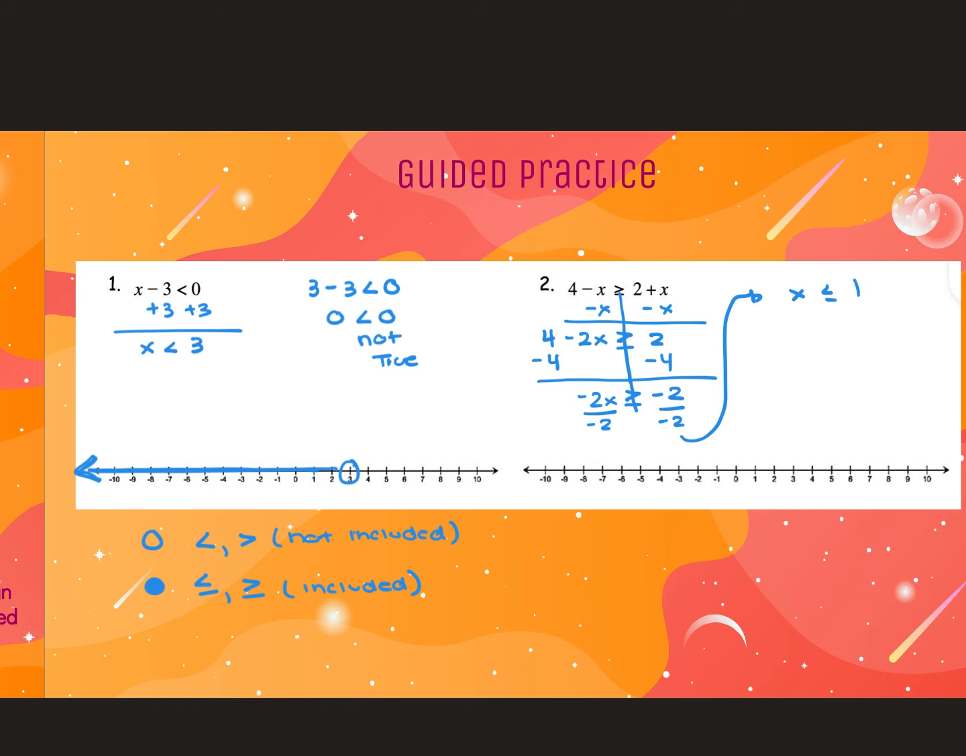So since this is less than or equal to, I'm going to have a closed circle at 1, and I want values that are less than or equal to 1. So I'm going to shade to the left, and we can see that 1 is a part of the solution because the inequality says x is less than or equal to 1. So it can be equal to 1.